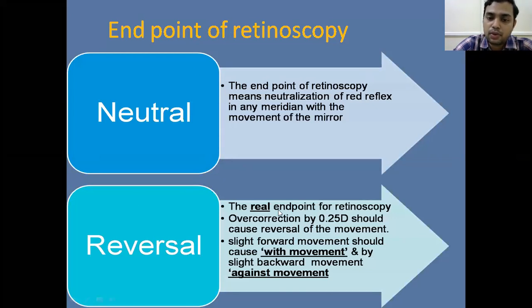What is the reversal point? This is the real endpoint of retinoscopy. If we overcorrect by 0.2 diopters, it should cause the reversal of movement. If you move slightly forward, it will cause with movement, and a slight backward movement will cause against movement. Because if you move forward, it leads to divergence of rays, and that leads to hypermetropic refractive power. If you move slightly backward, that leads to convergence of rays and focusing of the light in front of the retina, which leads to against movement. That is myopic conversion of refractive error. So this is a reversal.